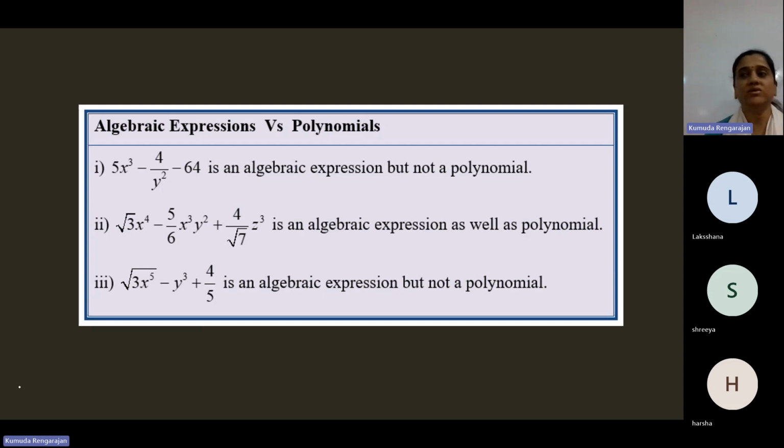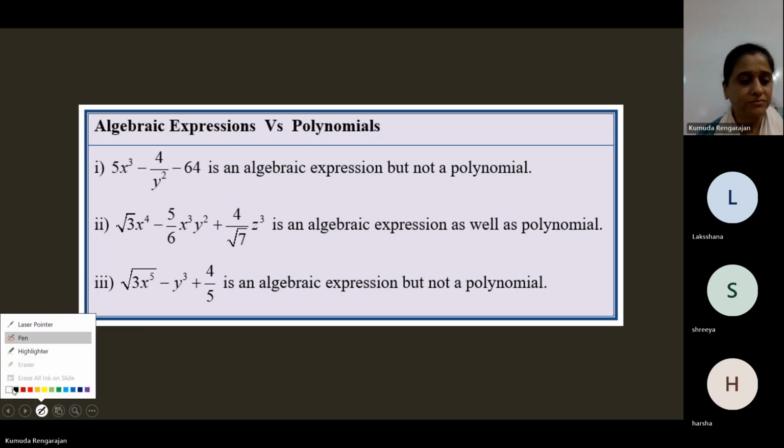So the new students have missed the first chapter, number systems. Exponents is a part of the first chapter, number systems. So please watch the recordings. You have any questions? You can ask me. Do you understand that part? Root of 3x to the power 5. You have any questions there?